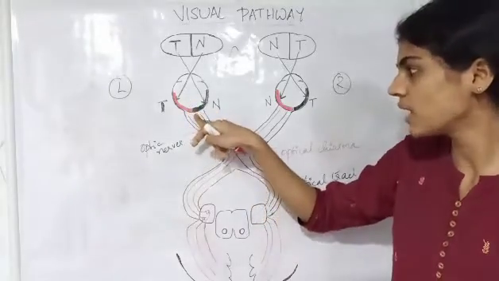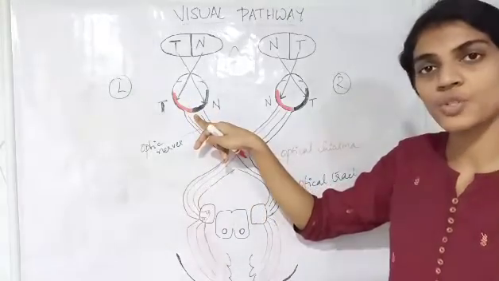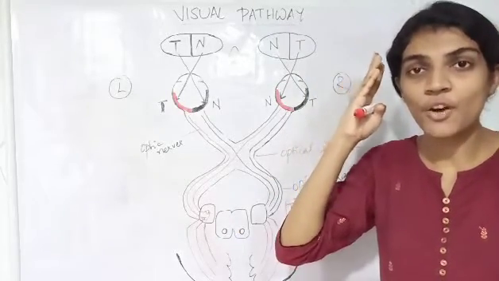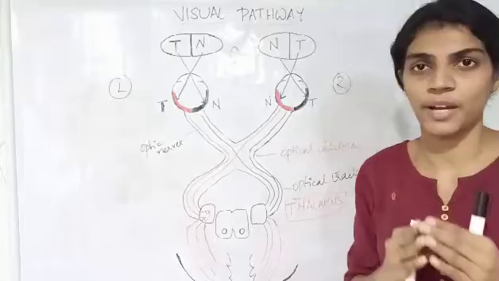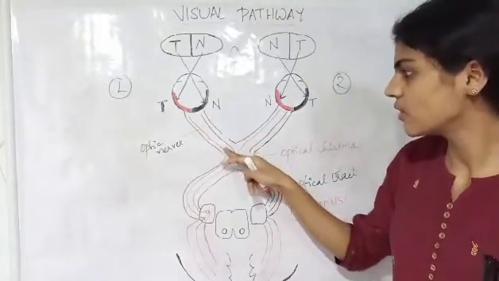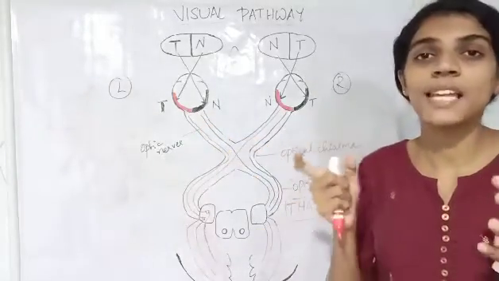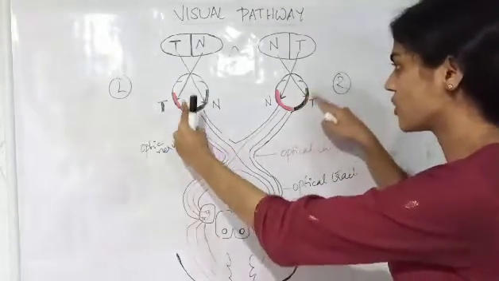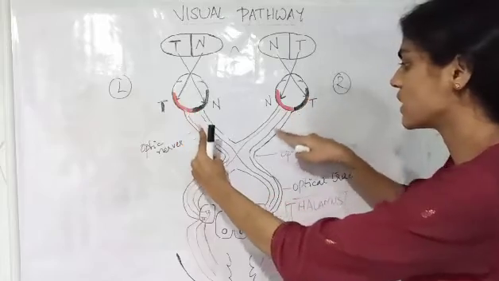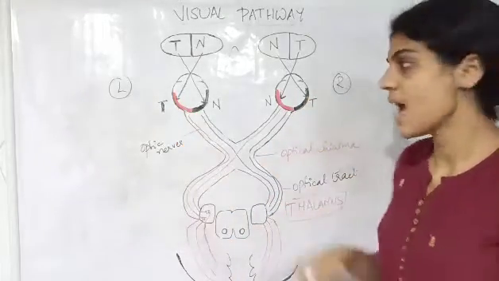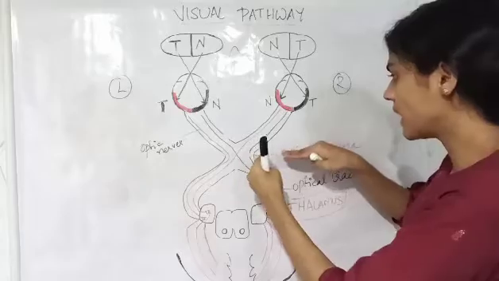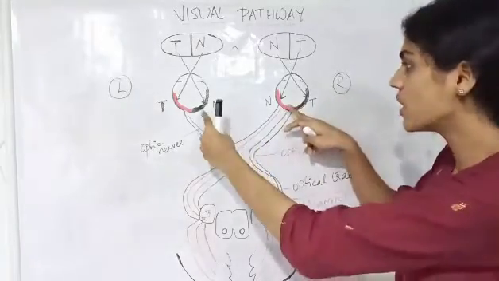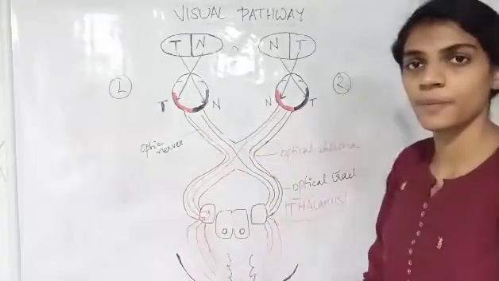Some of the optic nerve fibers go in the same direction, to the same side of the brain. These are known as ipsilateral nerve fibers. You can find this in the temporal region, which is the ipsilateral one. And the nasal fibers cross at the optic chiasma, a point at the forebrain where some of the nerve fibers cross.